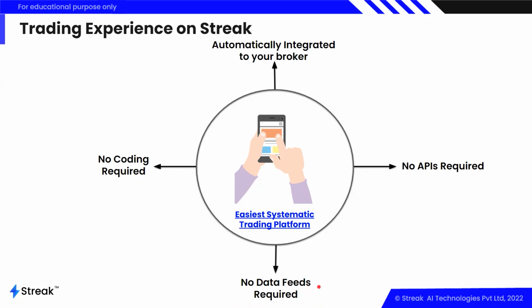So if you look at competitors such as AmiBroker, MetaTrader, etc., you'll have to purchase data separately. You'll have to purchase live data separately and historical data also separately, which is not required at all on the Streak platform. All the data is provided to you for backtesting, also for live trading, along with your plan itself. You do not have to purchase it separately.